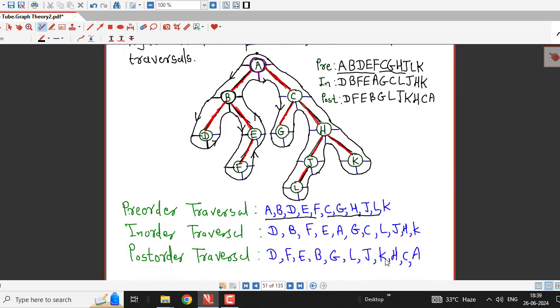And now we compare in order also. Here I have D, B, F, E, A. D, B, F, E, A. G, C, L, J, H, K. G, C, L, J, H, K. Then for post order, D, F, E, B. Then G, L, J, and K, H, C, A.